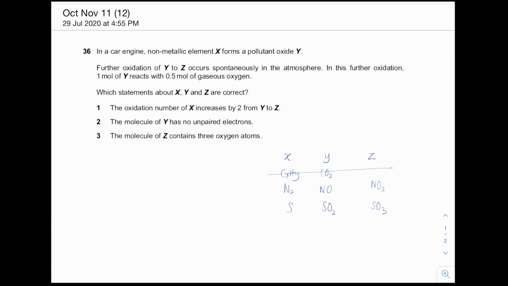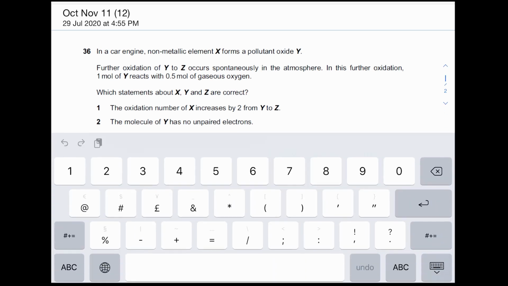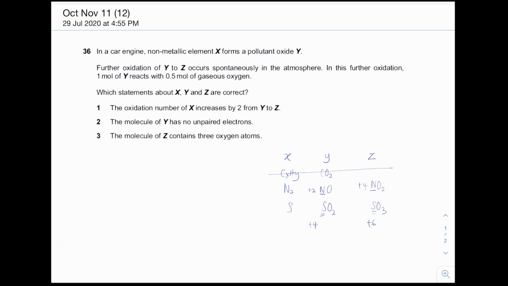So now we look at it. The oxidation number of X increased by 2 from Y to Z. So according to this, the oxidation number is plus 2 and this is plus 4. This is plus 4 and this is plus 6. So basically, statement number 1 is correct for both of them. Okay, it can be either this and this.